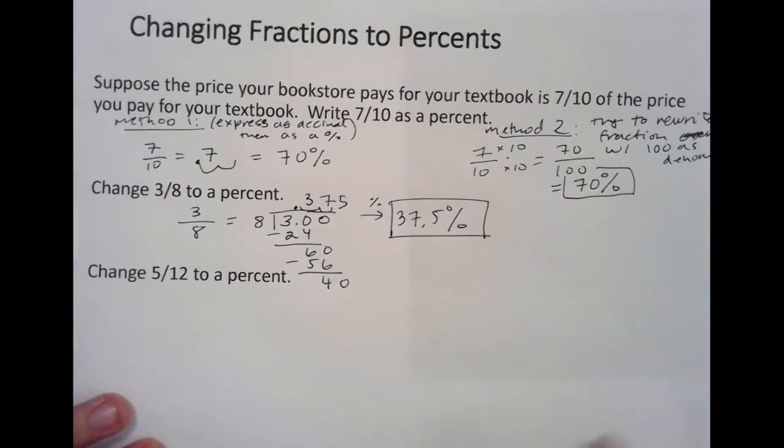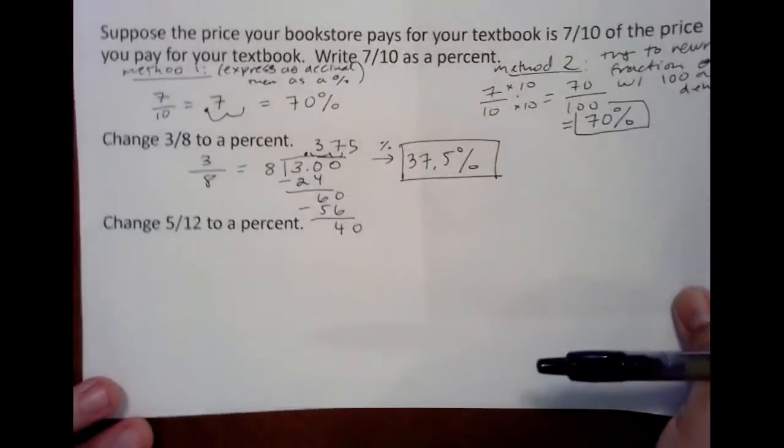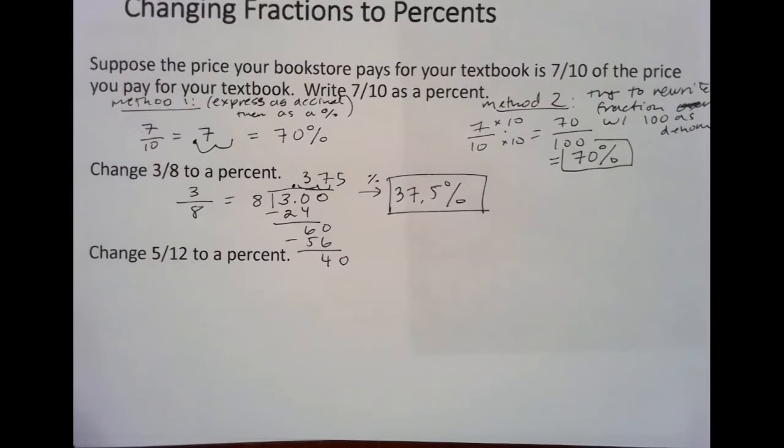Alright, if you want, at this point you can go ahead and push pause and try to change 5/12 to a percent, and then we'll go over it together. So go ahead and pause the video. I'll wait 10 seconds, and then try to work it out. Remember that if you work out these problems along with me, the chances of you learning the method increases by a lot. So let's go ahead and try that.